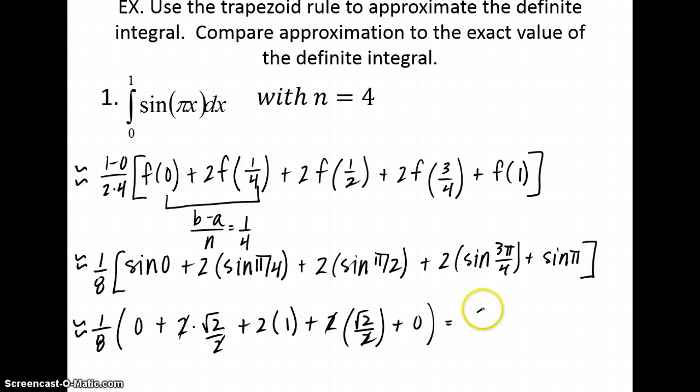So we would have 2 root 2 plus 2 over 8. And just so we can compare it, using a calculator, that's about 0.604. Get in the habit of 3 decimal places. Now it says compare it to the exact definite integral.